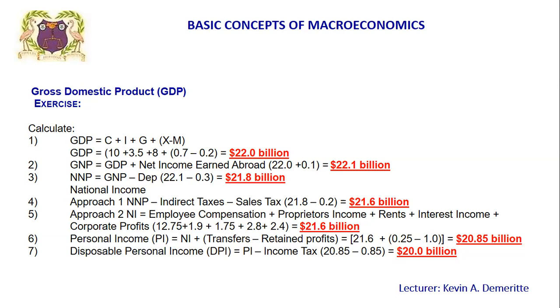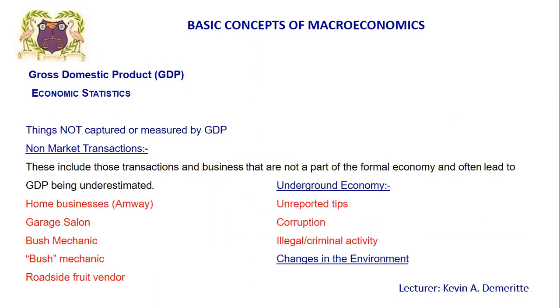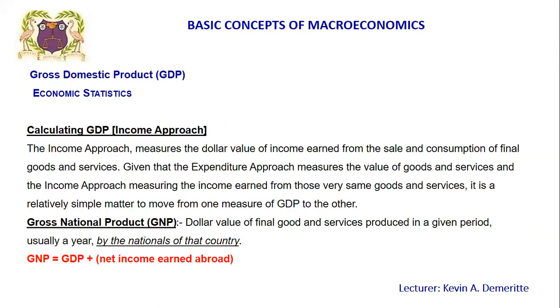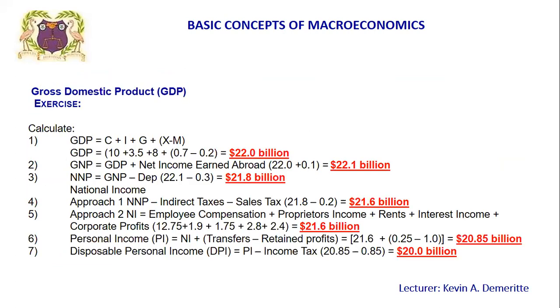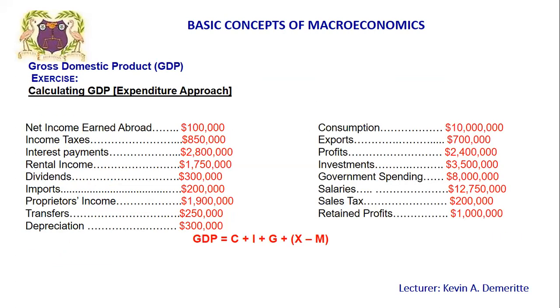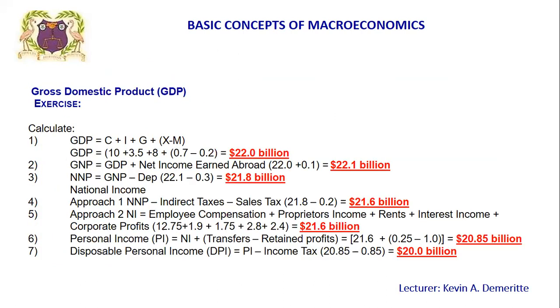Well, in that case, what about GNP? We said GNP, if we go back, is GDP plus net income earned abroad. GDP plus net income earned abroad. And we said GDP is 22 billion, net income earned abroad is 100.